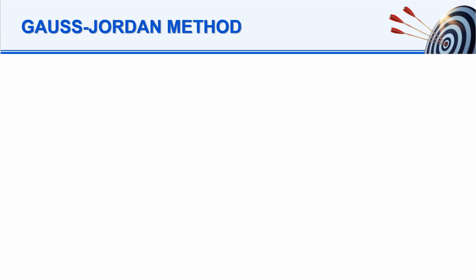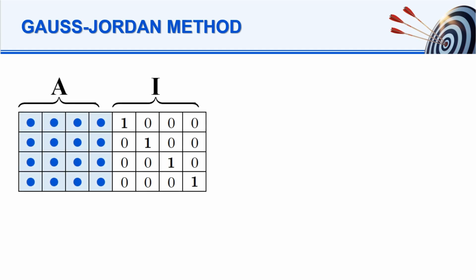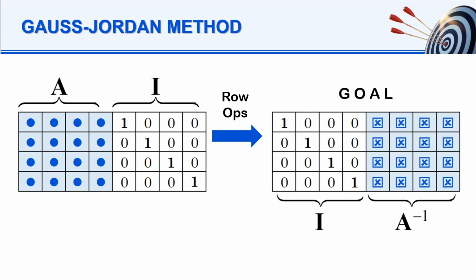Let's break the steps down for a 4 by 4 matrix. The augmented matrix is set up as a rectangular matrix with A on the left and I on the right side. The goal is to systematically apply a series of elementary row operations, scaling, pivoting, or elimination, to transform the augmented matrix to move the identity matrix to the left, as illustrated. The matrix on the right of the identity matrix is the inverse.